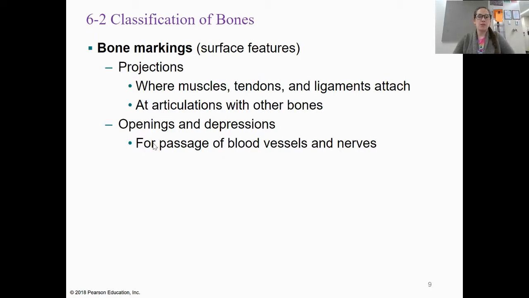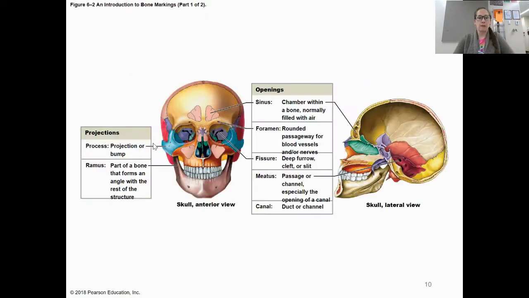If it is a marking that's a projection, that's basically where you have some type of attachment point. So a muscle, a tendon, a ligament, something attaches to that spot and allows for articulation or joints. Or you have a type of marking that essentially is an opening or a depression. And basically that allows for the passage of any type of vessels, so lymphatic or blood, or potentially nerves. And the next few slides go into the different categories of those.